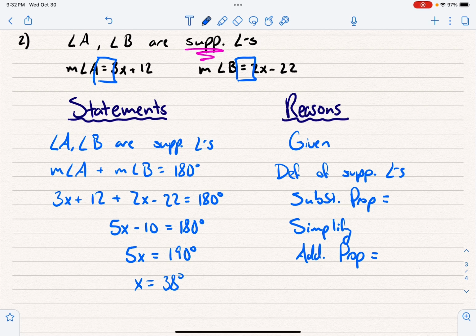Why is x equal to 38? What made us go from the previous step to that step? The division property of equality. We divided both sides by 5.